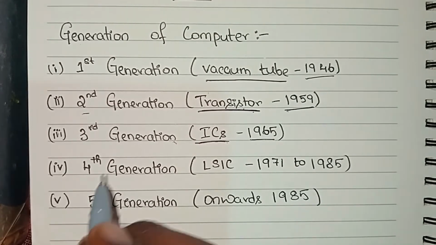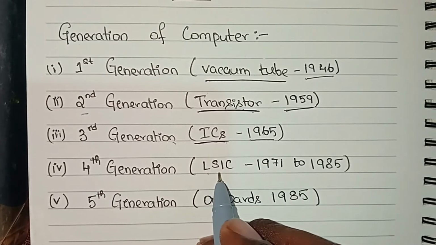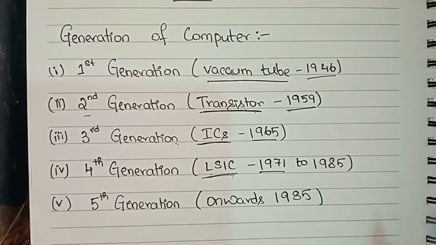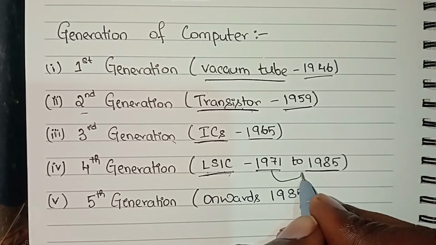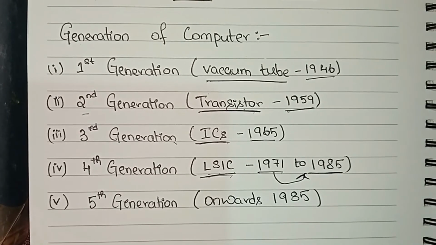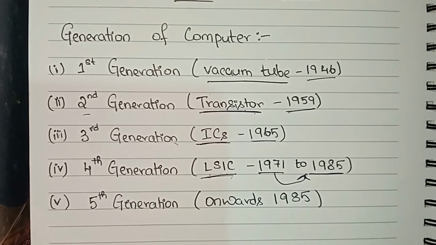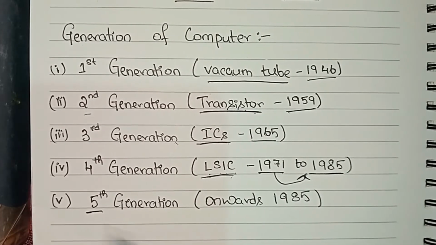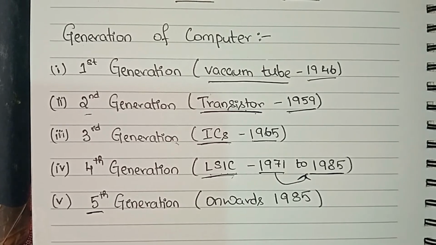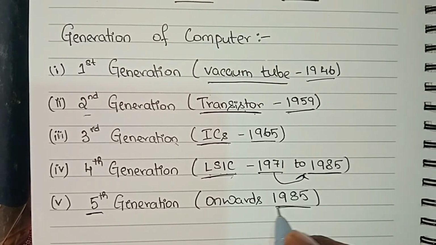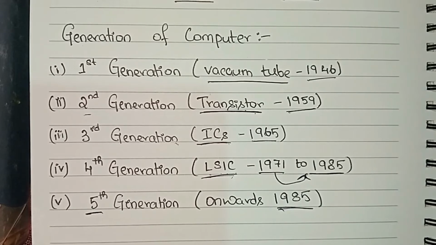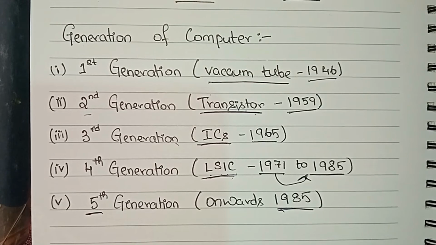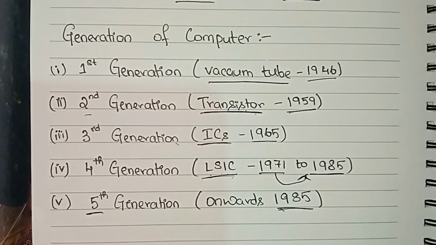In the fourth generation, LSIC is used, from 1971 to 1985. This technology has been implemented and developed. The fifth generation is running from 1985 till now. The changes of generation are being implemented till date.